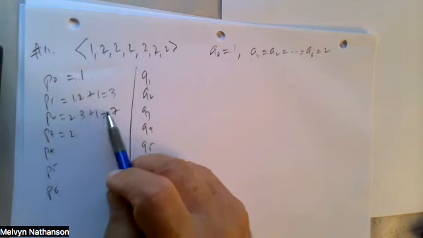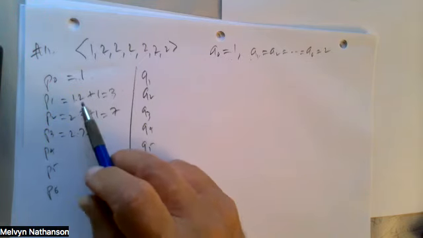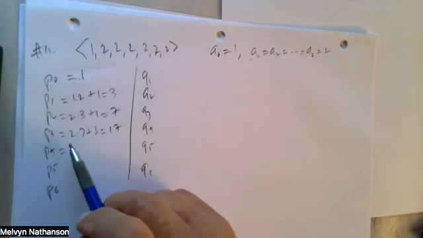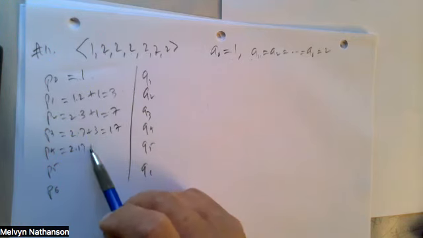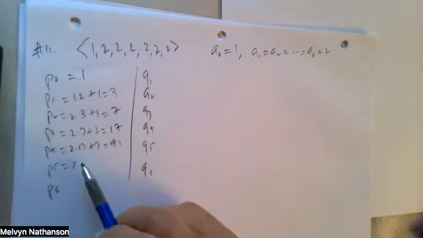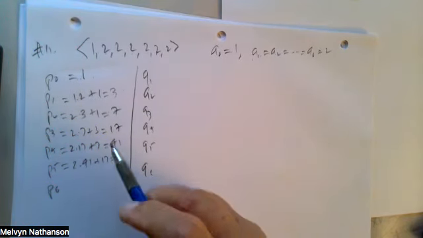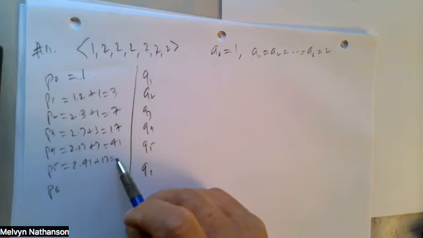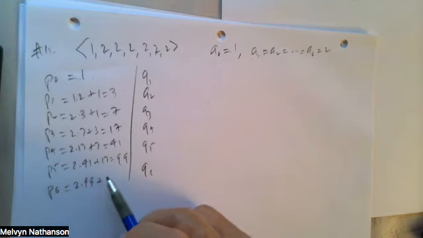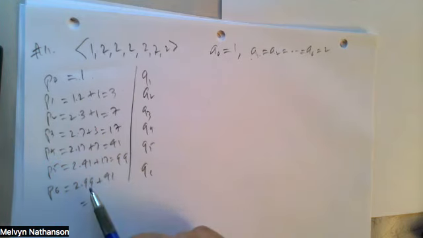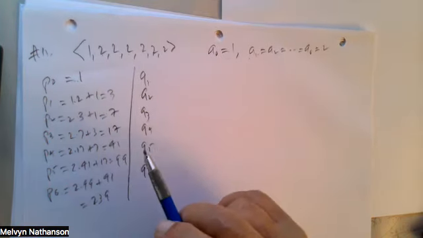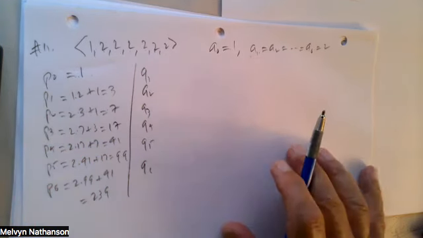P3 is 2 times P2, 7, plus P1, that's 17. P4 is 2 times 17 plus 7, is 41. P5 is 2 times 41 plus 17. That's 82 plus 17 is 99. P6 is 2 times 99 plus 41. That's equal to 198 plus 41, I think that's 239, but I'm not making too many mistakes. You need to check me, of course.